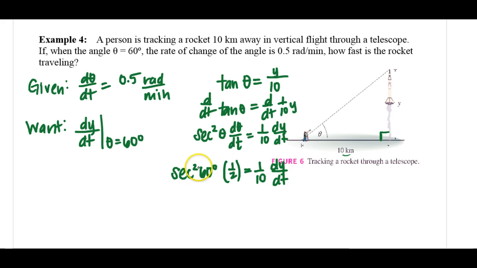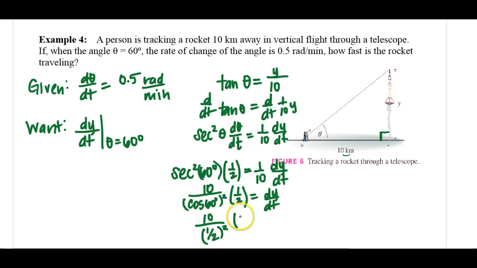So secant squared of 60 degrees, I'm going to rewrite that as 1 over cosine of 60 degrees quantity squared. And this is still times 1/2. And then what I'm going to do is multiply both sides of this by 10. So this is like 10 over cosine 60 degrees squared times 1/2, and that's going to equal dy/dt. So the rest is a matter of simplifying. So this is 10 over cosine of 60 degrees, or cosine of pi over 3, is 1/2 squared, and then this is times 1/2, and this is dy/dt.